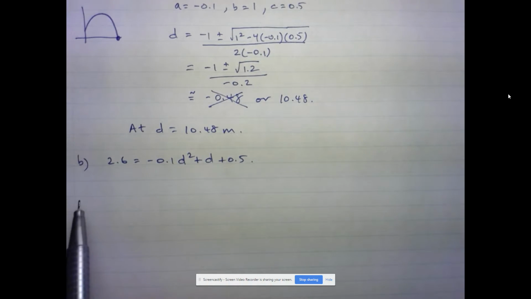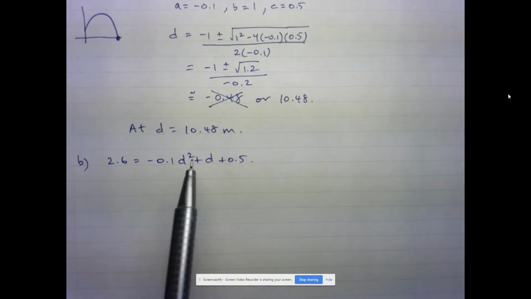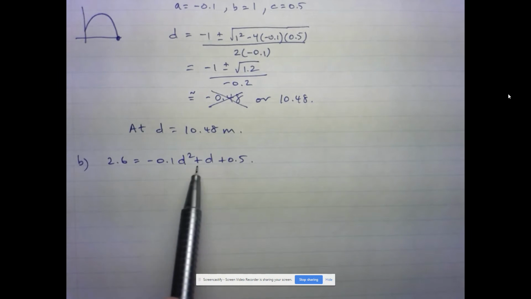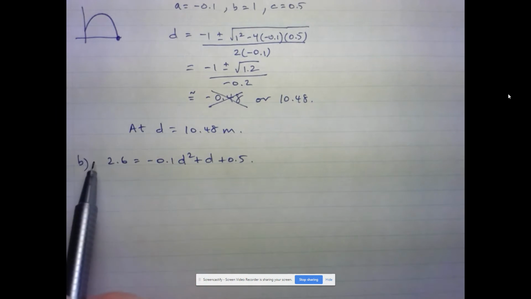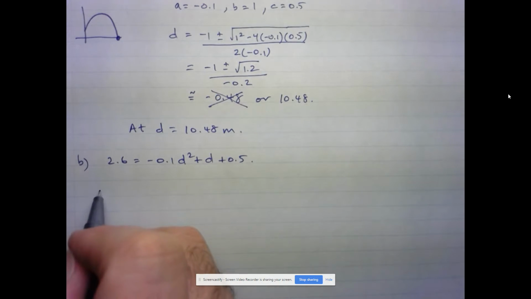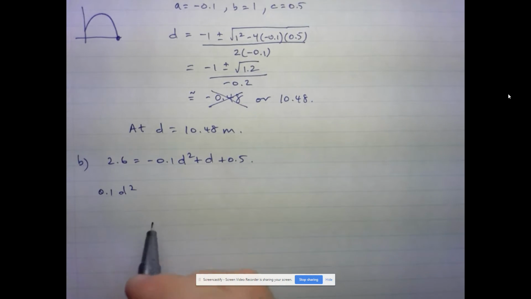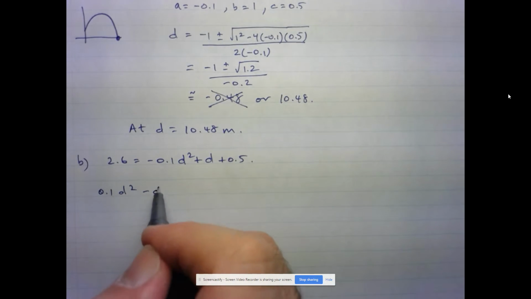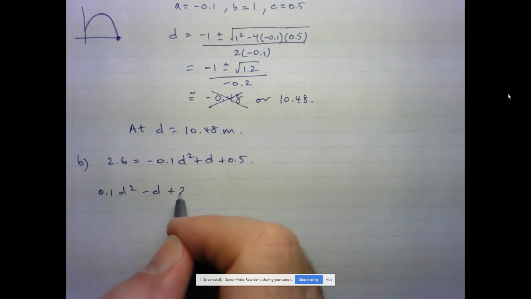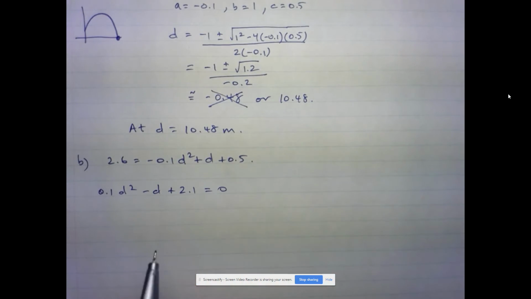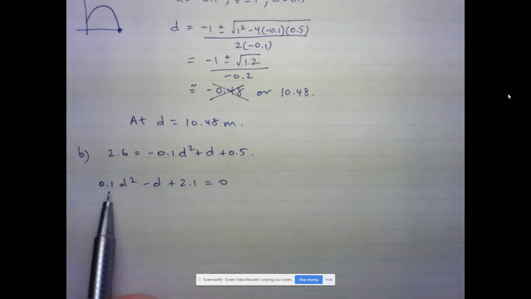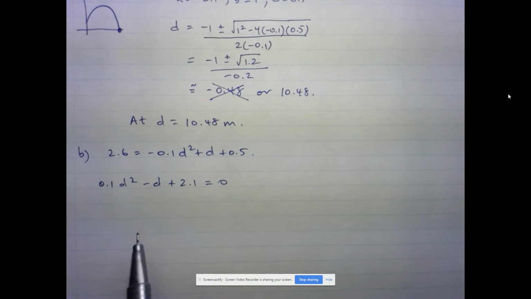Okay, so step number 1 is to take everything to one side, so I've got 0 on the other side of the equation. All right, so here I think just to make things a little simpler, I'm going to bring everything to the left-hand side. So it's negative 0.1 d squared. When I bring it to the other side, it is going to become positive, so 0.1 d squared. This plus d is going to become minus d. And then here 2.6 minus 0.5 is 2.1, and then I'm left with 0 on the other side. So make sure you clearly indicate that you've gotten to 0 on the other side. Now I've got the form that I need where I can use the quadratic formula.